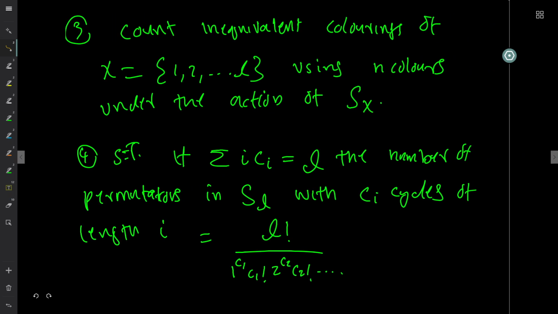And the third question is that you want to count the inequivalent colorings of a set of L elements using n colors under the action of the full symmetric group S_L. Then show that if the summation of i times C_i is equal to L, then the number of permutations in S_L with C_i cycles of length i is given by L factorial divided by 1 raised to C1, C1 factorial, 2 raised to C2, C2 factorial, etc. So these are your homework questions.